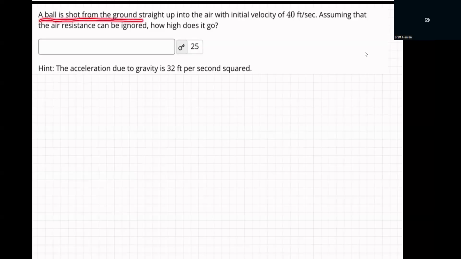A ball is shot from the ground straight up into the air with initial velocity 40 feet per second. Assuming that the air resistance can be ignored, how high does it go? Well, here we have to know the physics relationship.